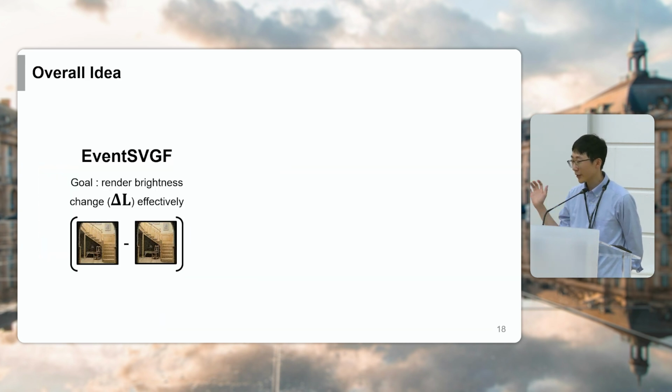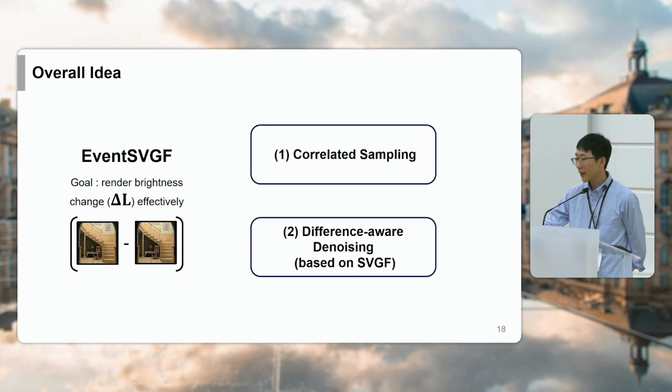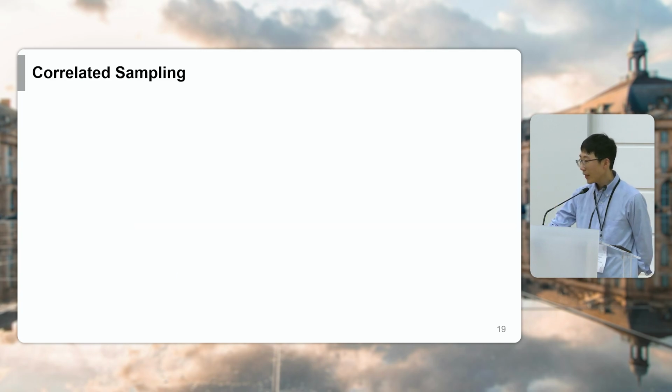So our proposed method, Event SVGF, is designed to accurately simulate brightness changes. The method consists of two key components, correlated sampling and difference-aware denoising. Next, I will explain each component in more detail. First, let's look at the correlated sampling part.